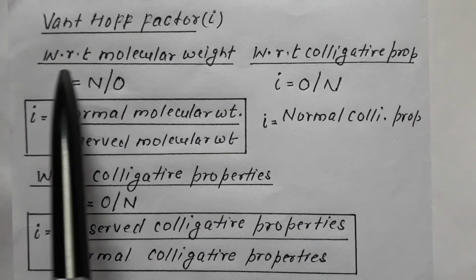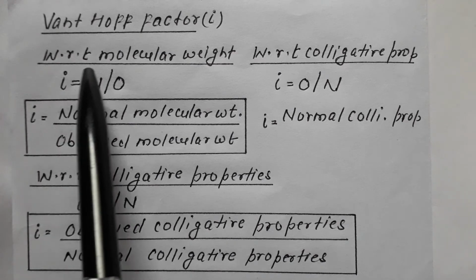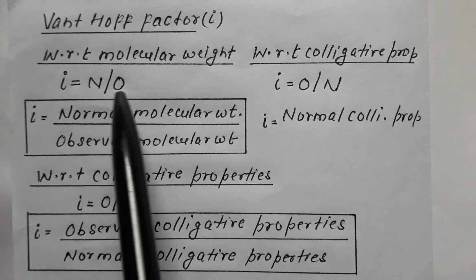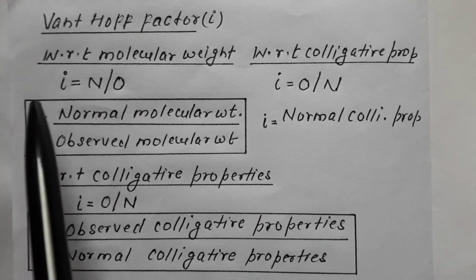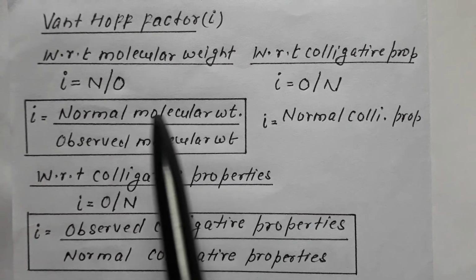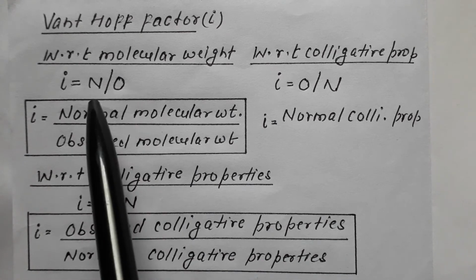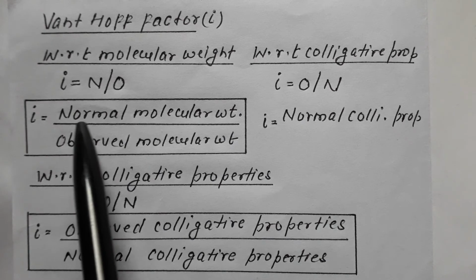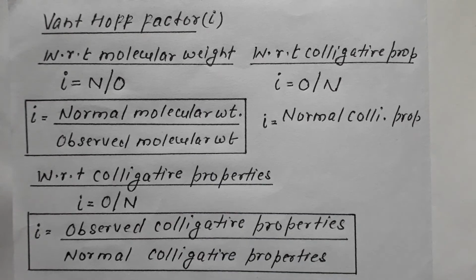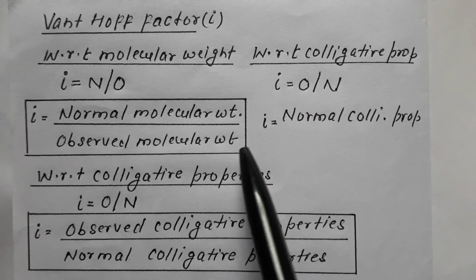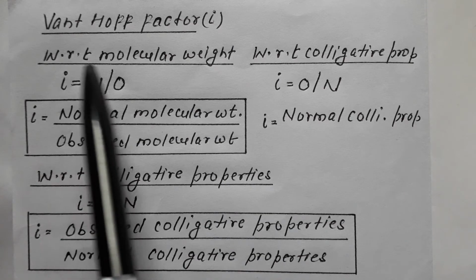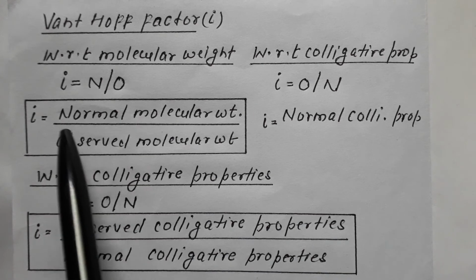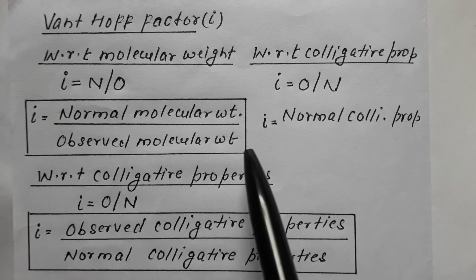Now what is the value of i? Remember, with respect to molecular weight, i is equal to N by O, where N means normal molecular weight and O is observed molecular weight. So with respect to molecular weight, the value of i is N by O, the normal molecular weight upon the observed molecular weight.